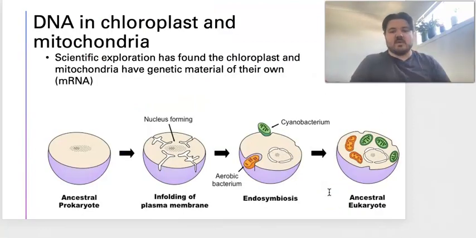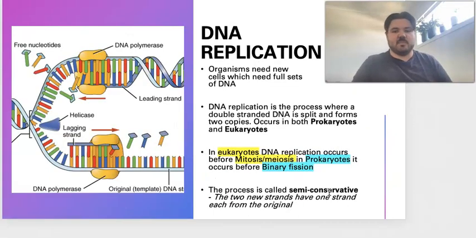Now, I won't get into this one. I'll talk about this a little bit later on, but this is basically talking about DNA found within chloroplasts and mitochondria and how this resembles an evolutionary event, okay?